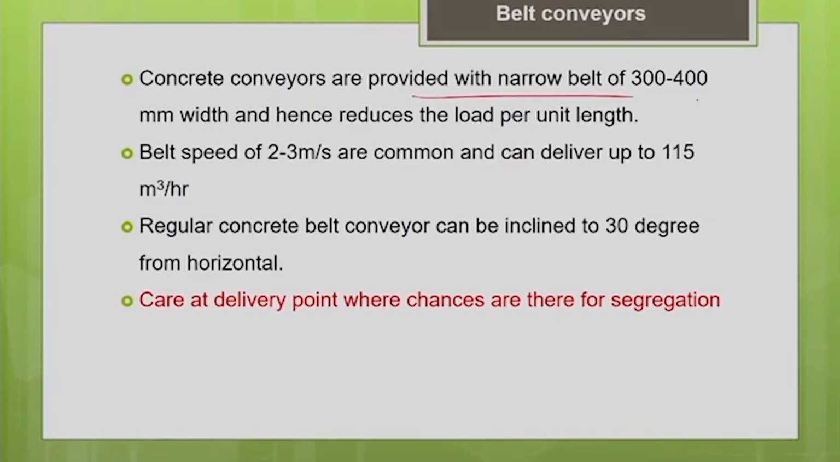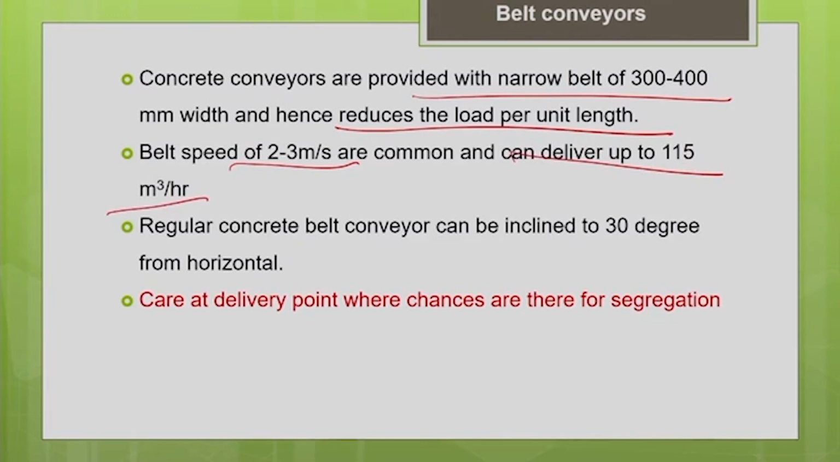We restrict the belt width to say 400 mm. Commonly you can see a belt conveyor with a width of up to even 1 meter, but generally for concrete belt conveyors, we try to restrict to 400 mm width so that you can reduce the load per unit length, and you can have a belt speed of nearly 2 to 3 meter per second. As you know, the higher the belt speed, the higher the placement rate. So you can deliver even up to 115 meter cube per hour of concrete, which gives you a very high placement rate.